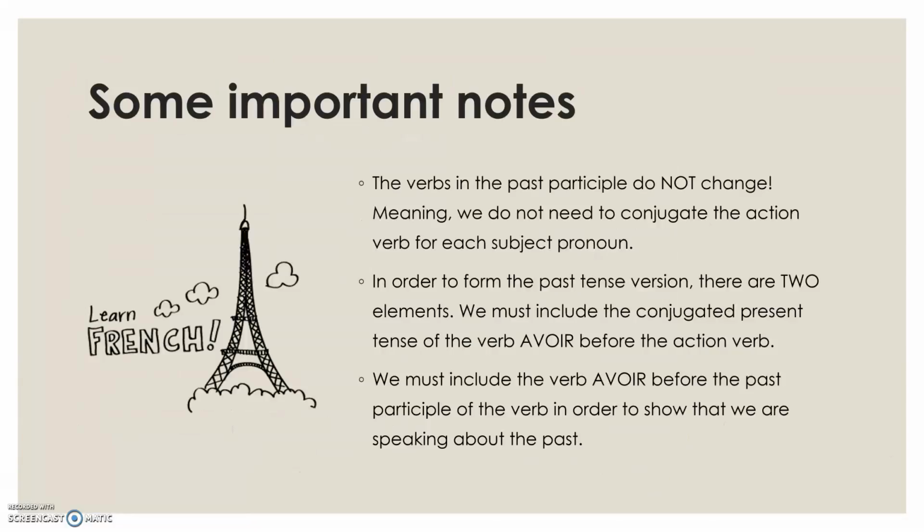Some important notes on the passé composé. We can see that the past participle stays the same for each subject pronoun. The only thing that gets conjugated is the verb before it, which is avoir. In the passé composé, there are two elements that are necessary to say what we have done in the past.